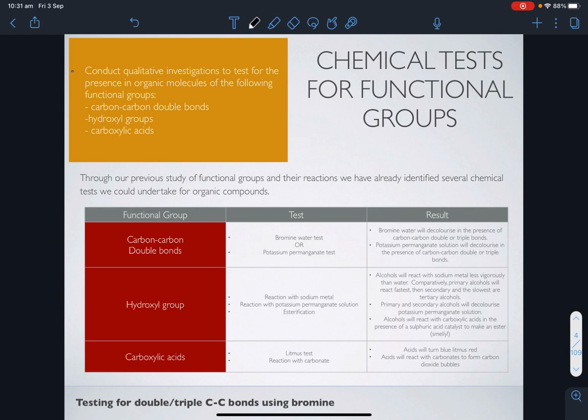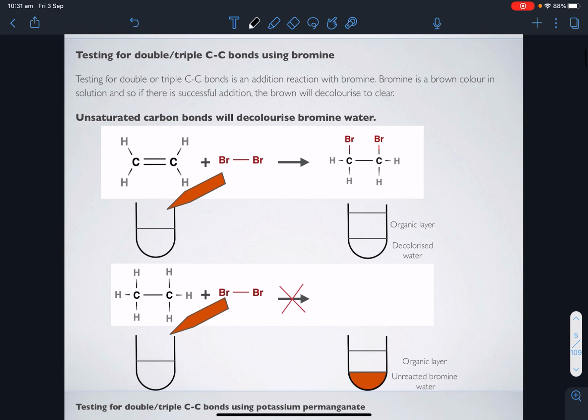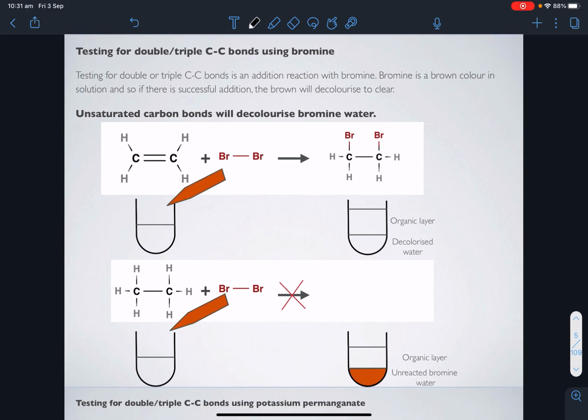We've already talked about this. This is a bit of a revision in this first video of the first chapter. The syllabus is talking about what we do when we want to find carbon-carbon double bonds, hydroxyl groups, and carboxylic acids. We've done all this in the last module. Here's a nice summary table, but here is a bit more visual, which I like. Testing for double or triple carbon-to-carbon bonds uses bromine or bromine water.